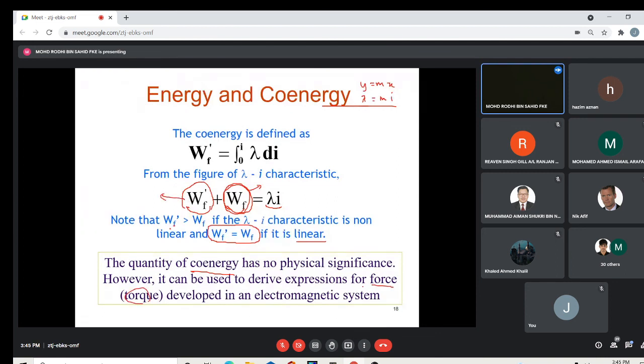For a linear system it is force, for a rotating system, it is the torque developed in the electromagnetic system. So I can say that in analysis, the co-energy is also important. In analysis to find the force and torque, the co-energy is important.